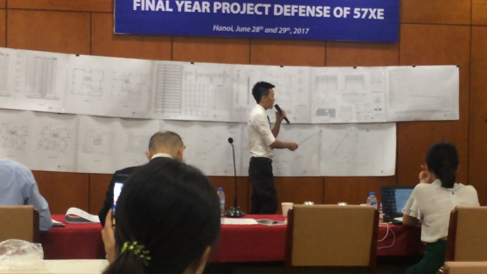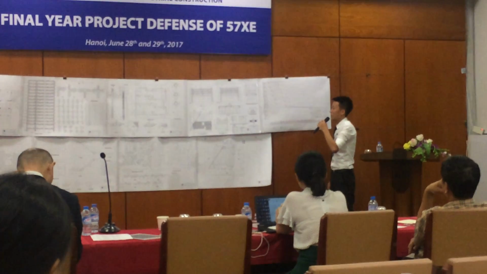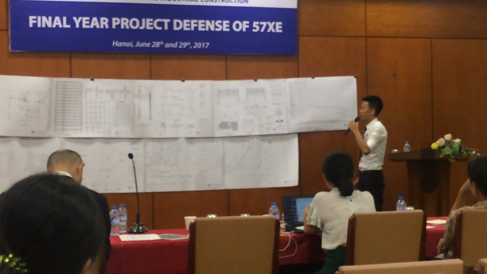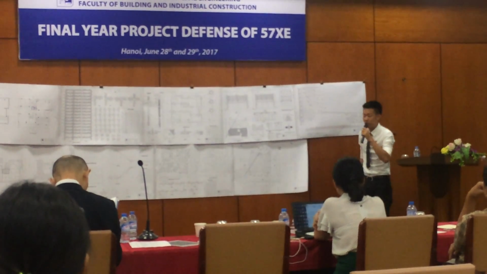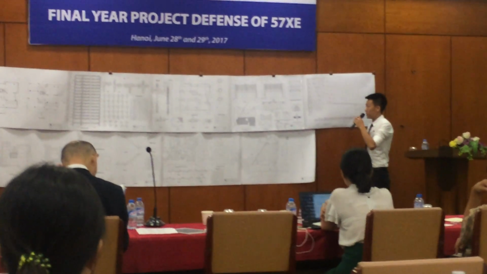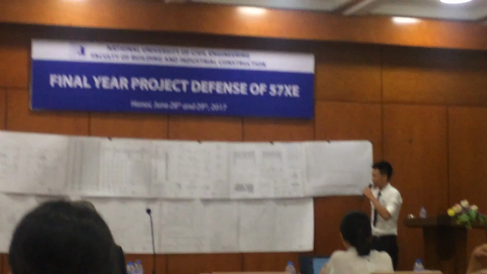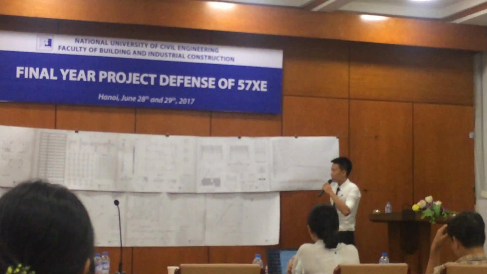And here is the last part, construction. My assignments in this part are to design the formwork for the column, beam, and slab of the superstructure, just superstructure. Design the construction methodology, establish the construction schedule, and the last assignment is to arrange the master plan.